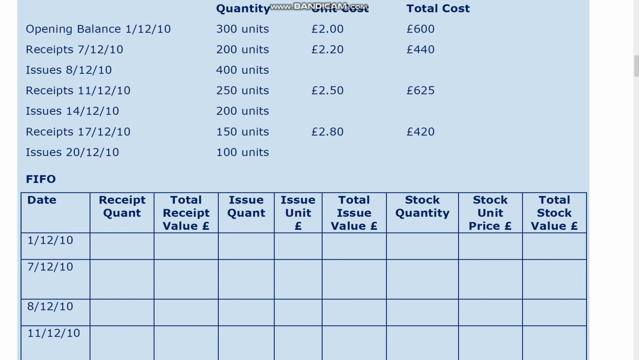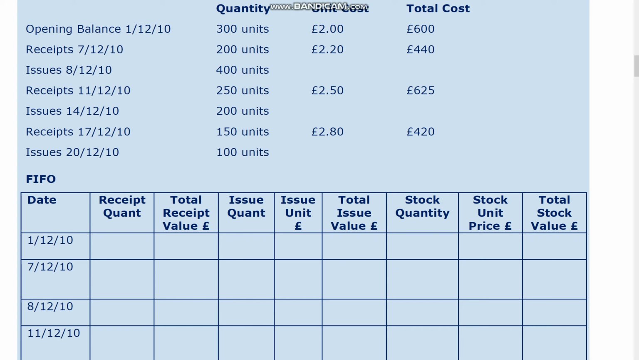Hi, in this session we are going to explore the last in first out inventory valuation. So please have a look at the information based upon this exercise. We've got an opening balance of 300 units, then they have received another 200, then they issued 400, then received 250, issued 200, then 150 units purchased or received, and then 100 units issued or sold.